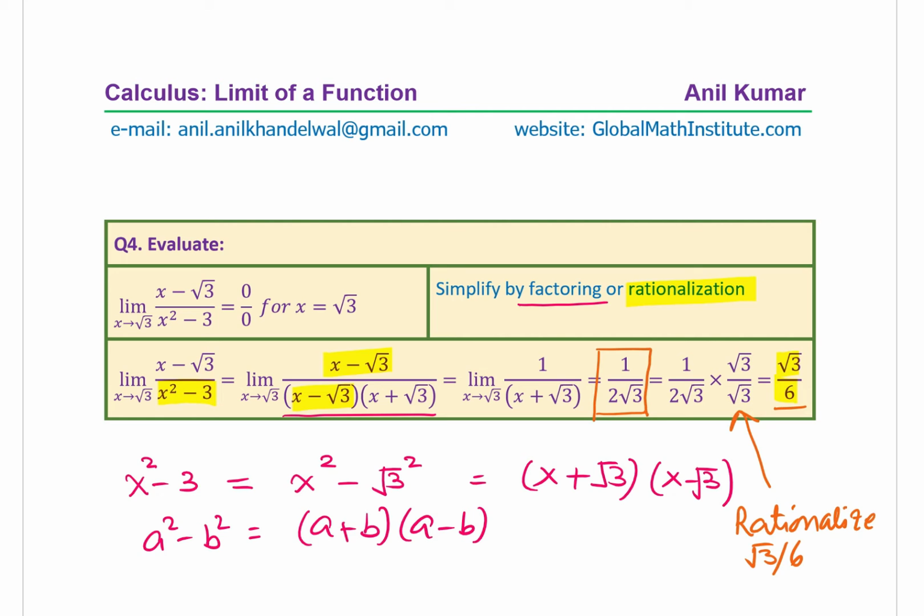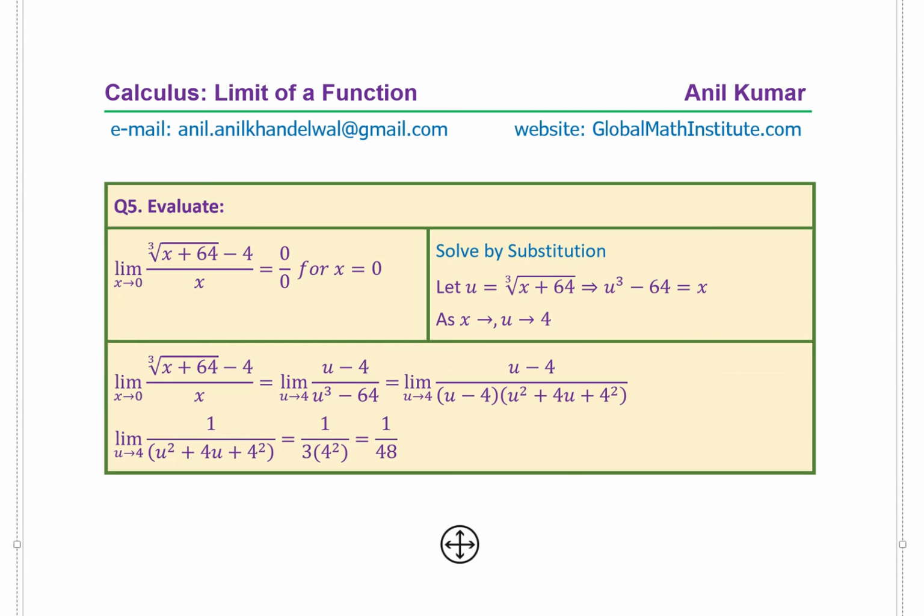Perfect. Let's look into the next example, which is limit of cube root of x plus 64 minus 4 over x. Now in this particular case, when I substitute 0, what do I get? I get 0 over 0, so it is again an indeterminate form. You could rationalize, but that would be very difficult. However, now we will do the substitution method. Substitution is a very important and powerful tool which can be used in many equations. So remember, substitution.